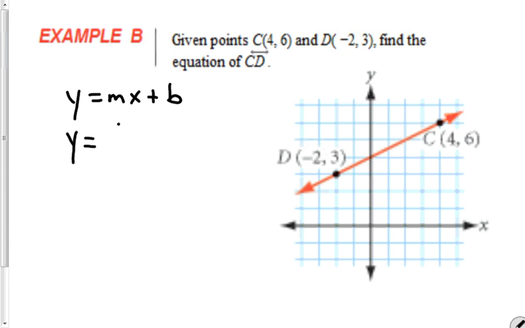So I can write y equals 1/2 x, and now I just have to find my y-intercept. And luckily, on this graph, that y-intercept is very clear, right? That y-intercept is at 1, 2, 3, 4. So I come over here and put plus 4. So the equation is y equals 1/2 x plus 4.